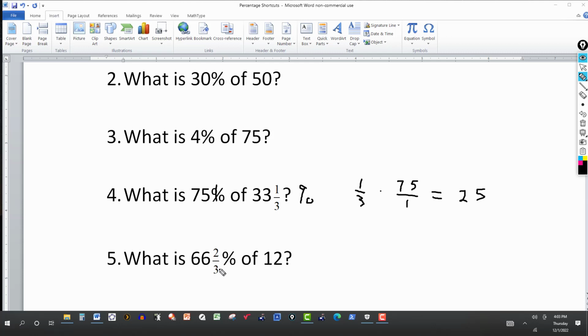Okay, the next one. 66 2/3% of 12. We just saw that 66 2/3% is equivalent to 2/3. So this one, I don't have to switch it around. I just leave it the way it is and use the fact that this is the same thing as 2/3. So it's 2/3 of, that means times, 12. So 3 into 12 goes 4. 2 times 4 is 8. This is 8. Okay, those are some of the shortcuts you can use when working percentage problems.